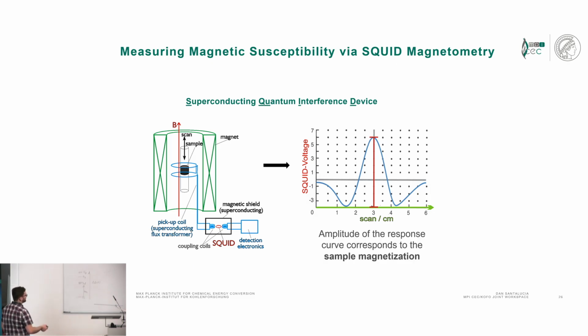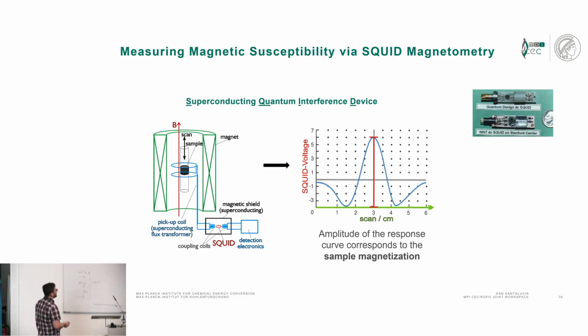And so the amplitude of that response curve corresponds directly to the sample magnetization. And what is the actual size of the squid? It's no bigger than a US dime or about a 1 or 2 cent euro coin.